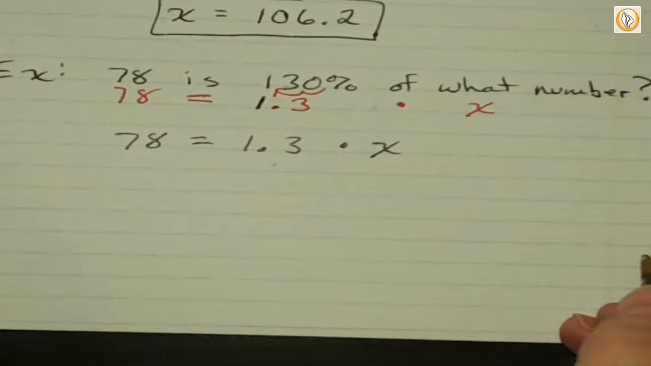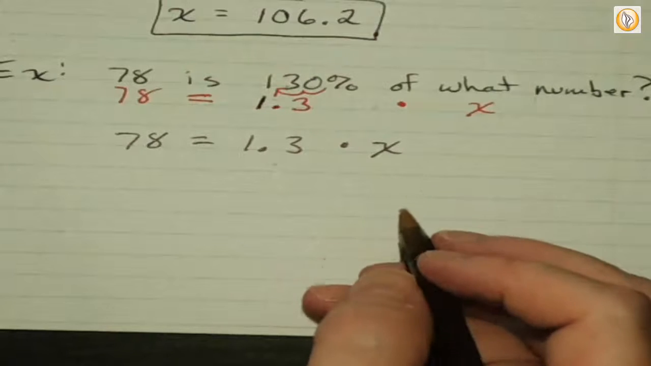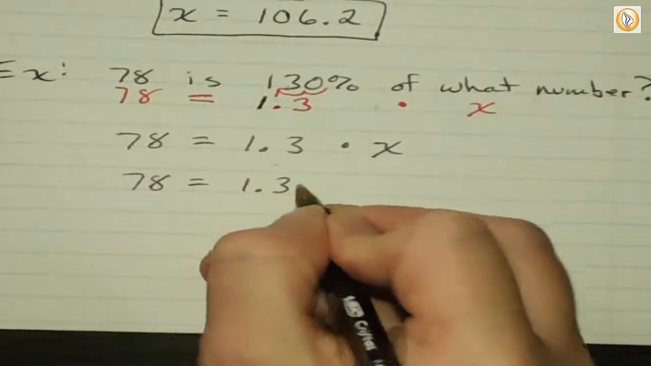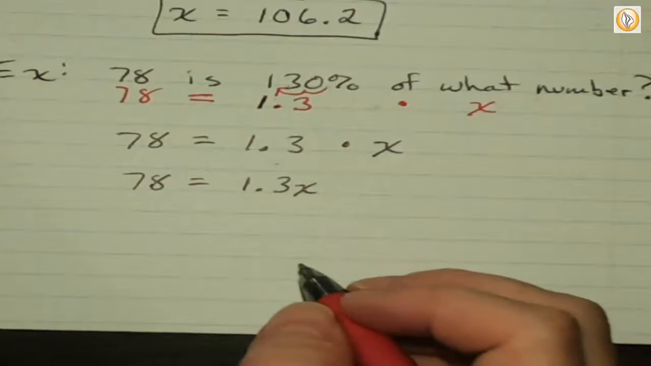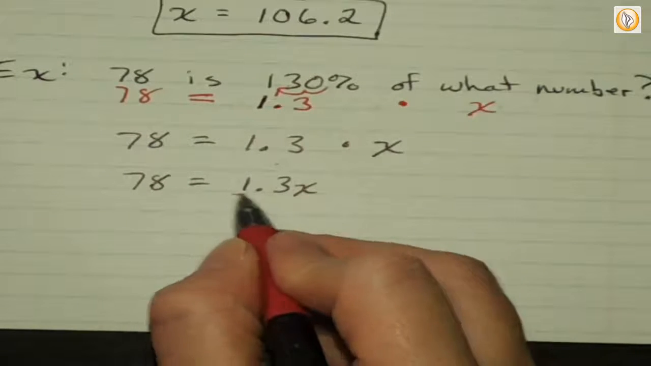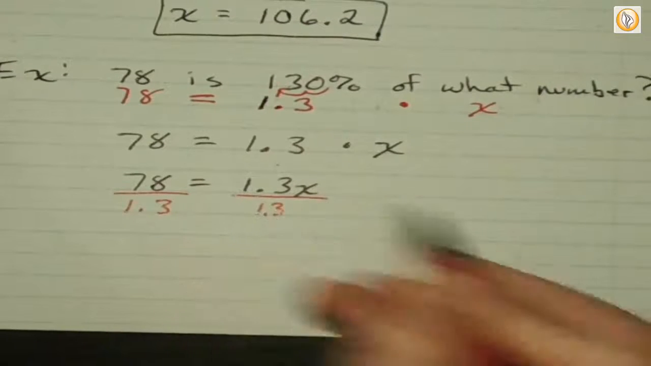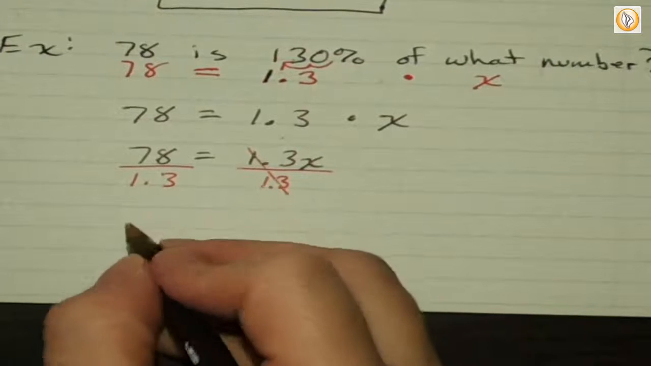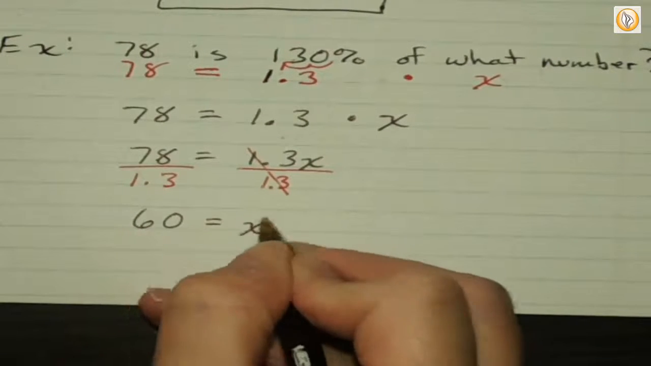Does everyone see what I'm doing here? So Michael, what is 1.3 times X? 1.3x. And how would I solve this, Michael? You would divide 78 by 1.3. Yep. Let's cross out. And to save on time, your answer is 60 equals X.